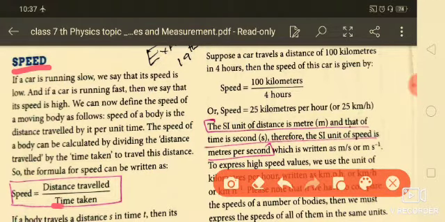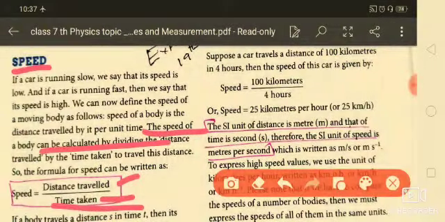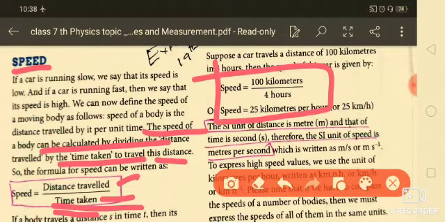Students, you know that speed is the distance traveled in unit time. That means the speed of a body can be calculated by dividing the distance traveled by the time taken to travel this distance. When you divide the distance traveled by any object by the time it has taken, you will find the speed. Suppose a vehicle travels 100 kilometers in 4 hours, so its speed is 25 kilometers per hour.